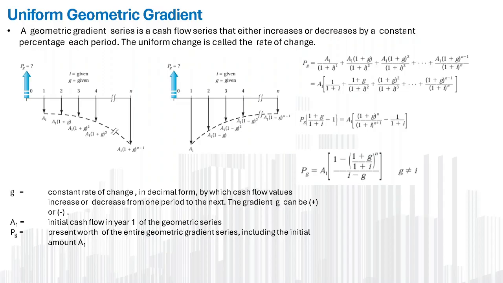So yung A1 naman dito, for this particular graph is yung first payment, and then initial cash flow in year 1 of the geometric series or whatever first period you have. And then PG here is the present worth of the entire geometric gradient series. Okay, so we're just gonna call it present worth of geometric gradient, if it's increasing at a constant rate of change.